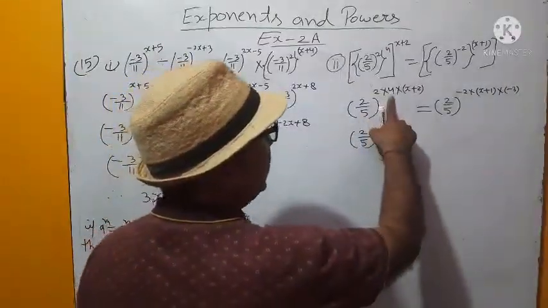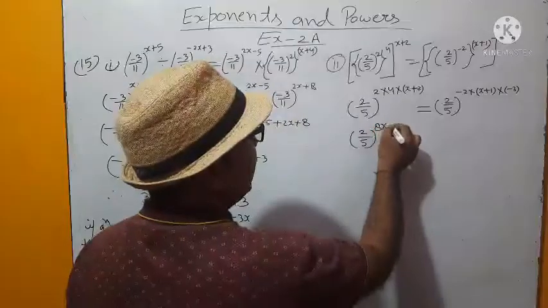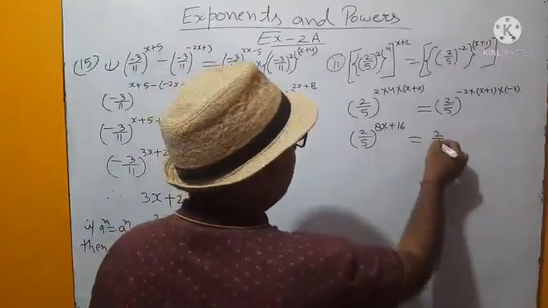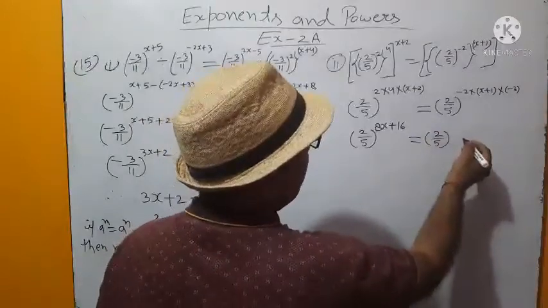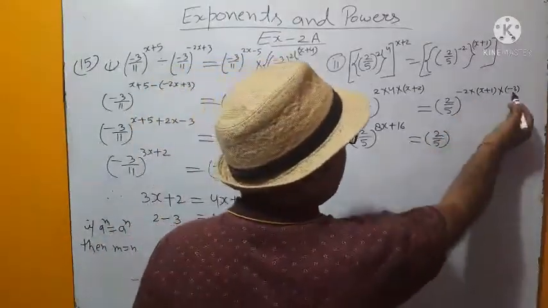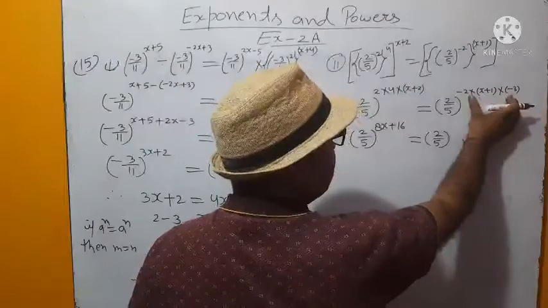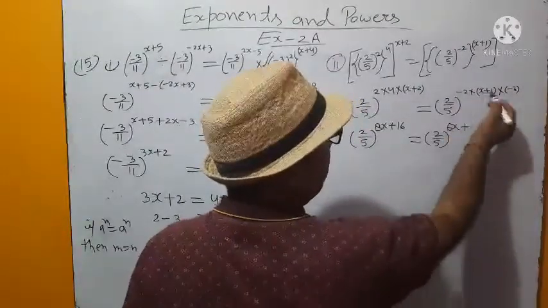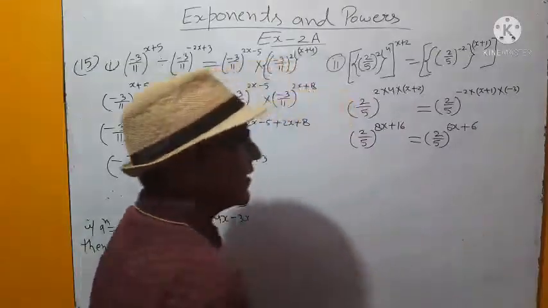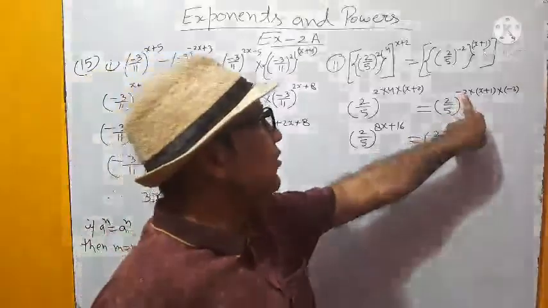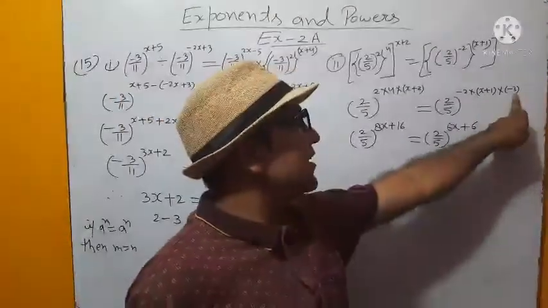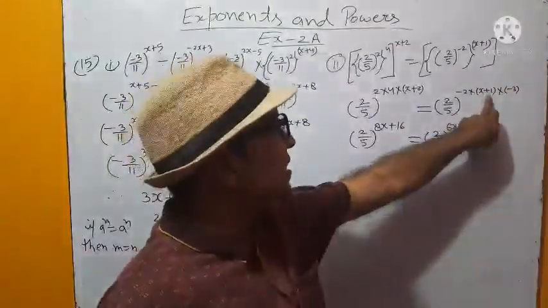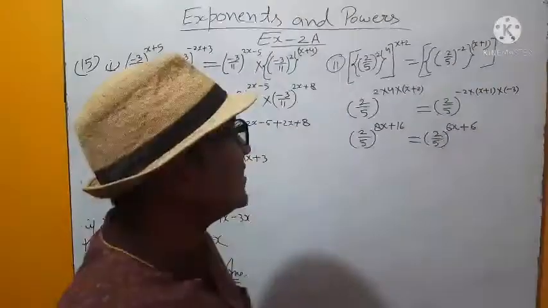2 4 is 8. 8 into x, 8x plus 8 into 2, 16. Here 2 by 5 to the power minus 2 into minus 3 becomes plus 6. Plus 6 into x, 6x plus 6 into 1 is 6. Is this understood? Minus 2 is multiplied by minus 3 becomes plus 6. Plus 6 is multiplied by x plus 1, then you are getting 6x plus 6.